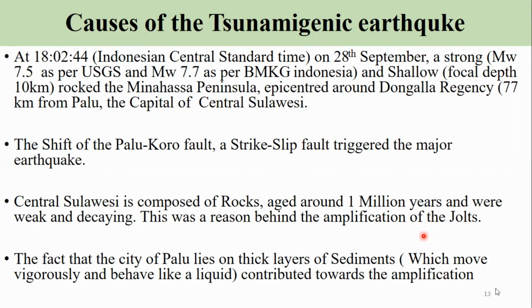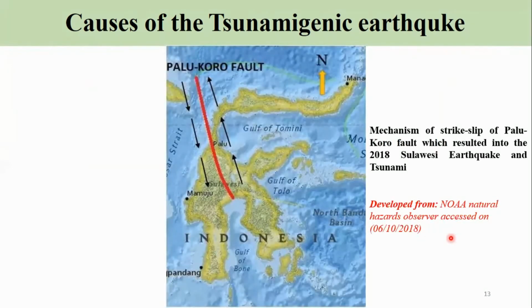One of the reasons why there was an amplification of seismic waves was the fact that Sulawesi is composed of rocks which are aged more than 1 million years, and they were very weak and decaying. So this was the reason behind the amplification of earthquake waves. Also, Palu is a city in Sulawesi. It is located over thick layers of sediments. Because of the sediments, the amplification of seismic waves was caused, as these sediments can move vigorously and behave like a liquid. So this is the Palukoro fault, and the strike slip occurred over there.